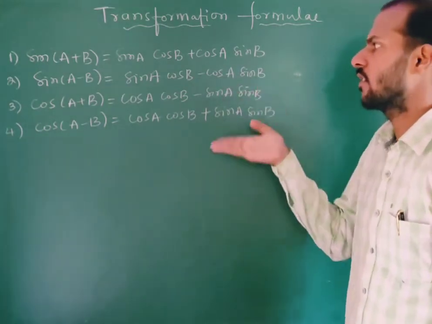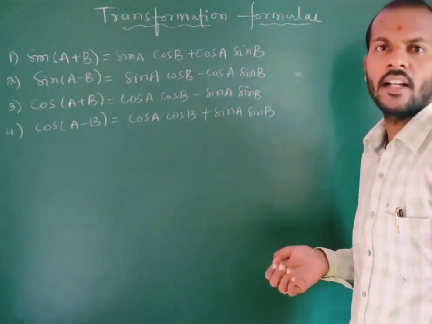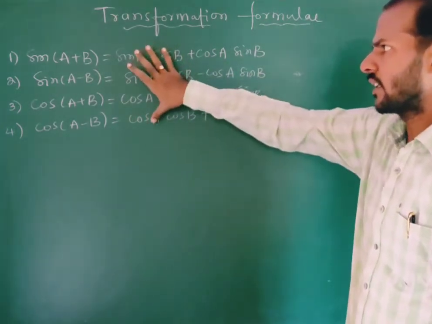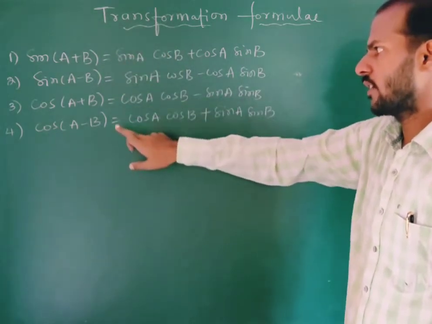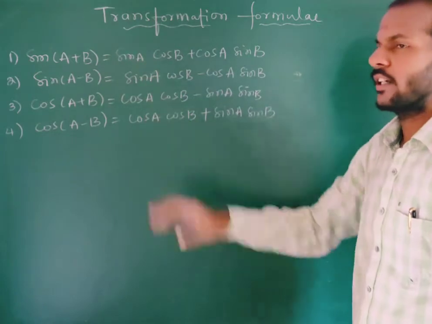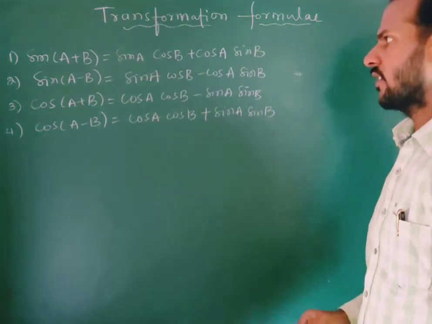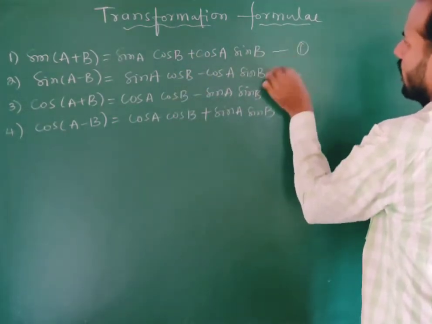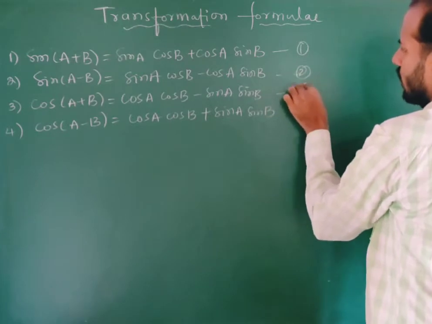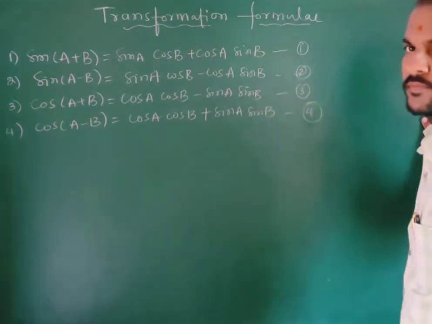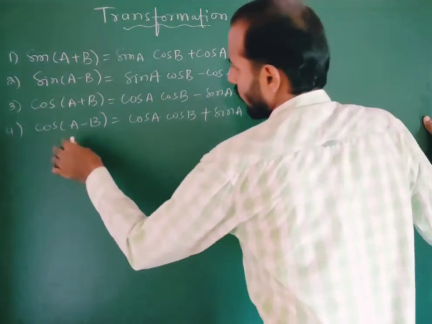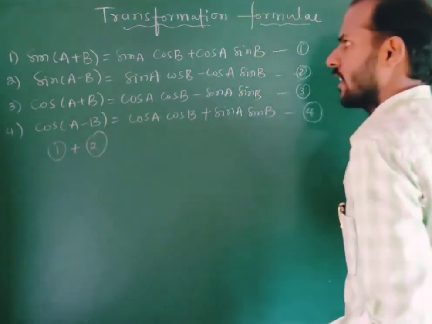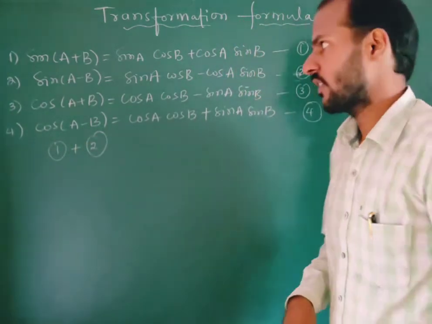In the previous classes, we have solved these compound angle formulas, right? Now, we solve by using the first, second, third and fourth formulas. We convert these formulas into transformation formulas. Let us consider these as equations 1, 2, 3, and this one as 4, right? First we will find the sum of 1 and 2, that is 1 plus 2. Adding equation 1 and equation 2, what we get, let's see.